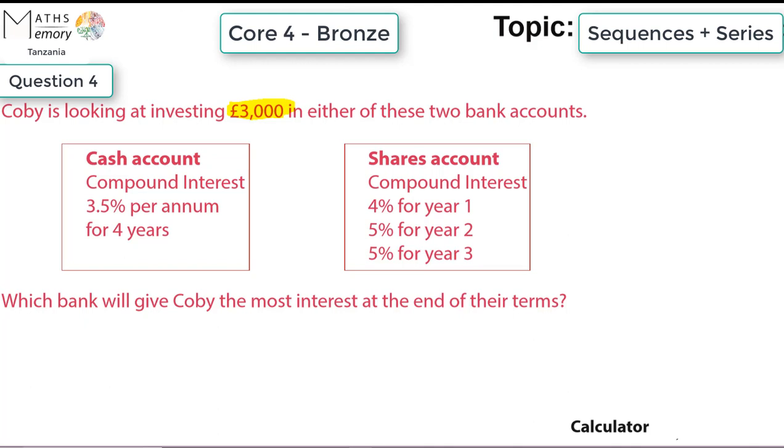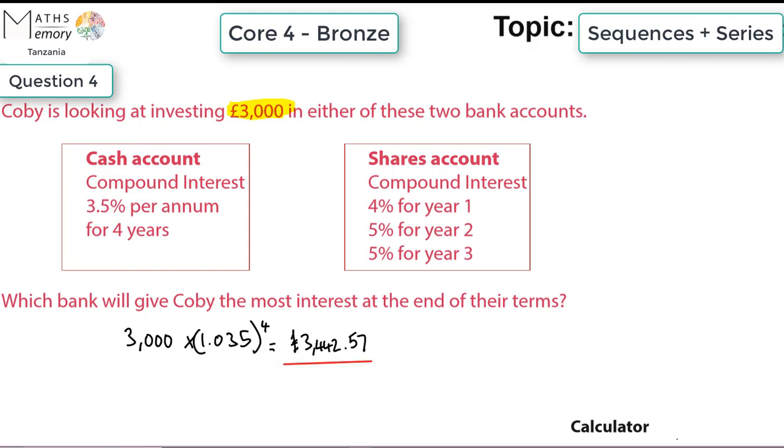So the cash account, let's see. What we'll do is this: 3,000 times 1.035, very simple, to the power of 4. It's our basic setup using our 3 key numbers over here. Nothing difficult in that. And the answer is £3,442.57. So that's how much Kobe would make in the cash account.